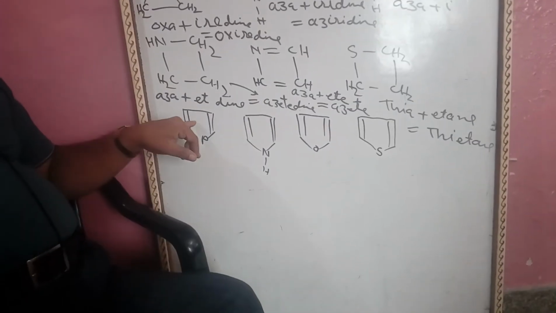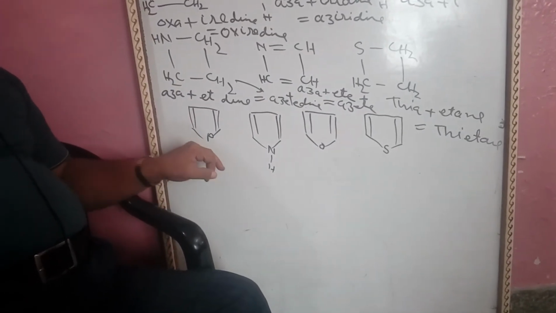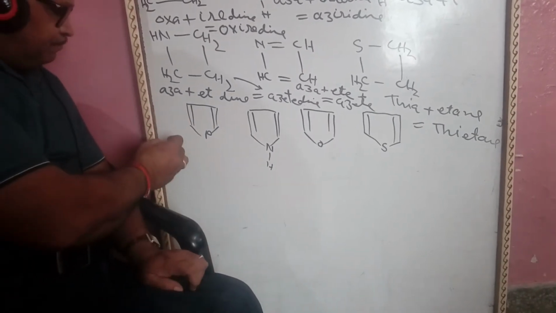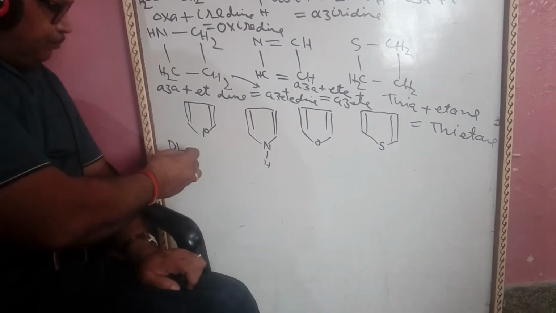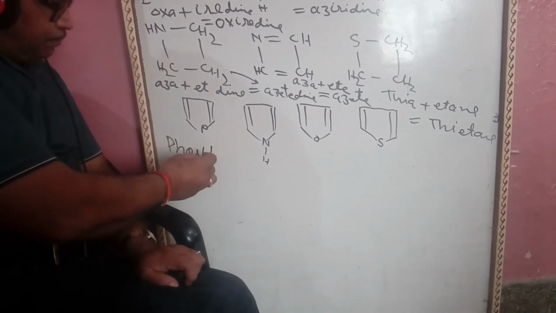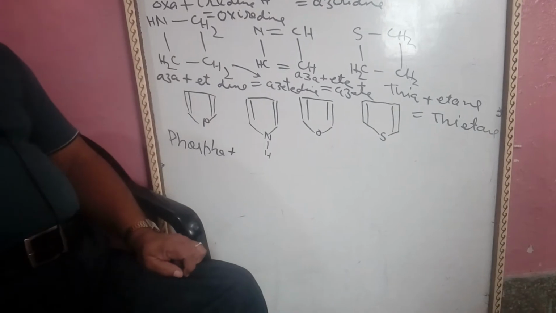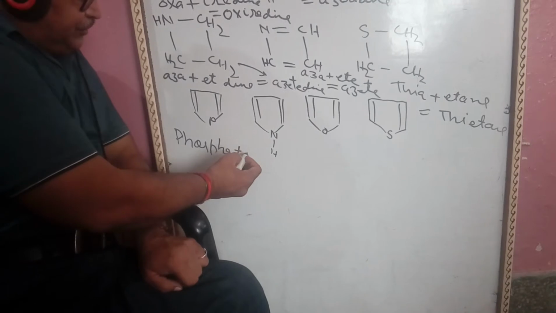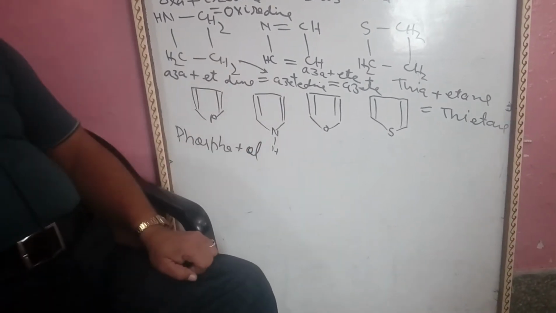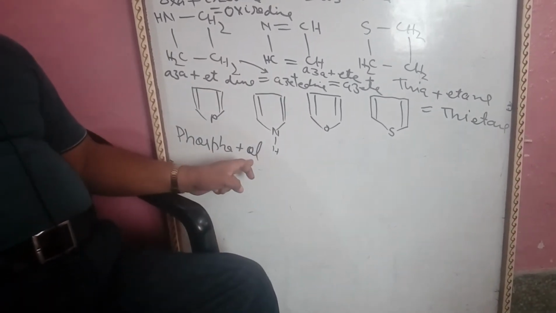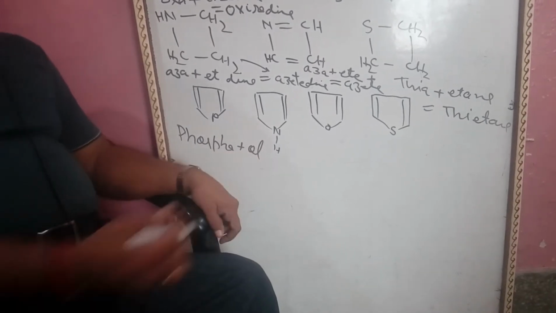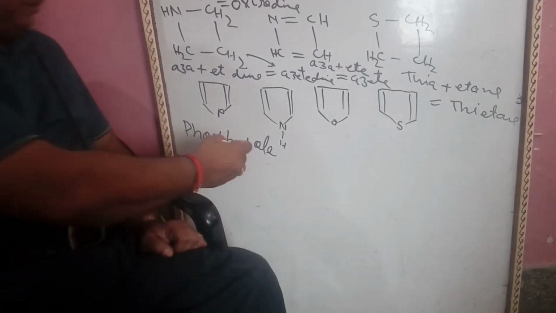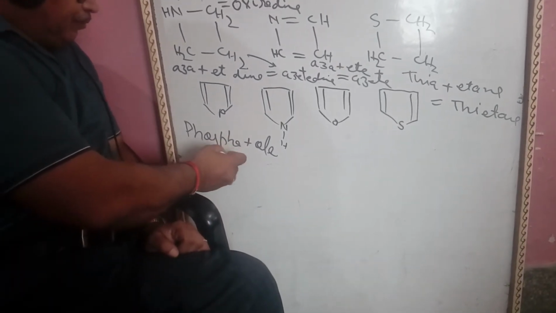Now we can take this example. In this compound the heteroatom is phosphorus, so the prefix is phosph. The ring is five-membered, so the stem is ol and the suffix, which is made up from the stem, will be ole. So the name of this compound will be phosphole.